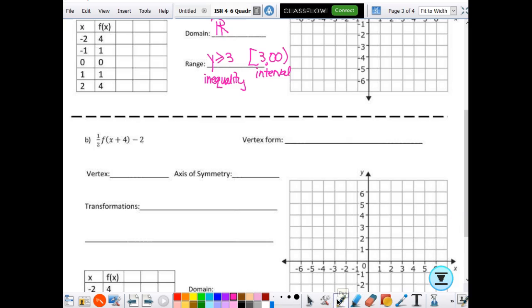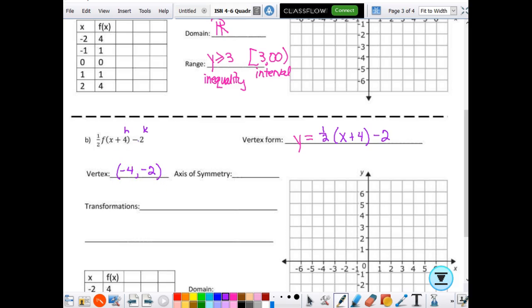So let's look at this one. Now this is written in function notation. Let's write it in vertex form. So y equals 1/2 (x plus 4) minus 2. What is the vertex? There's your H, there's your K. Remember, it's the opposite of your H.